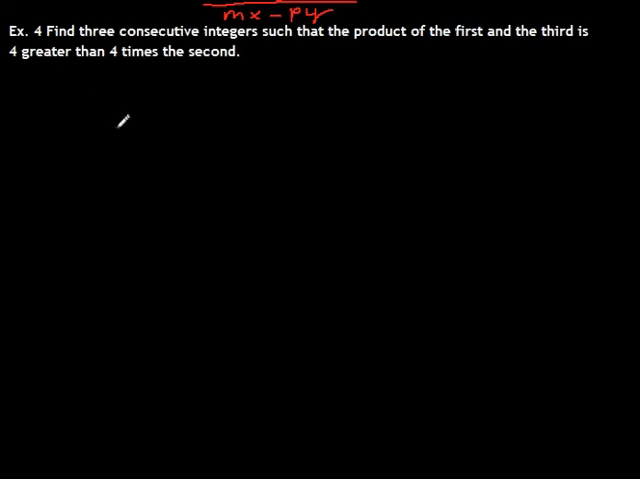So it says find 3 consecutive integers. So let's get our 3 consecutive integers. X equals the first, x plus 1 equals the second. I'd really appreciate it if you guys would write your headings when you do these problems. Just a good habit to have. Find 3 consecutive integers such that the product of the first and third. Well, product means multiplication. So the product of the first and the third, that's why it's so helpful to have these. Product of first and third is 4 greater than 4 times the second.